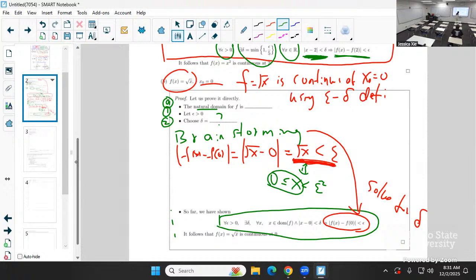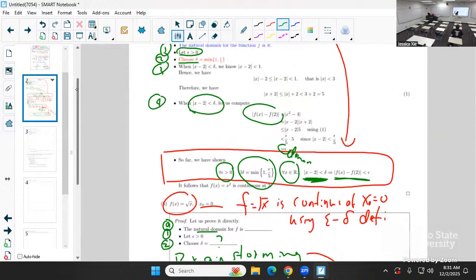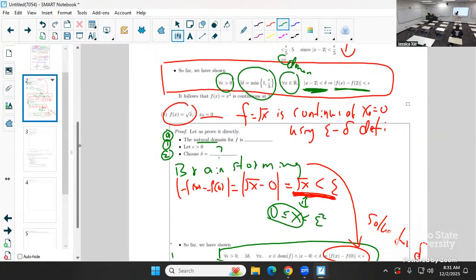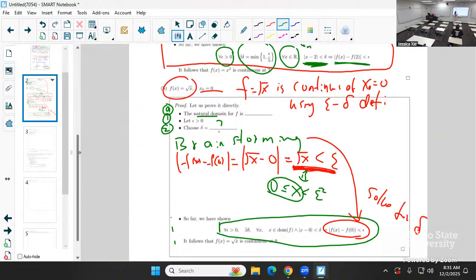First of all, delta by default, let's take a look at that. By default, delta is a positive number, right? Positive number. So given this, how to choose the delta? You're saying to choose delta to be the minimum of 0 and epsilon squared? Let's see what's wrong with this. If you choose delta to be the minimum of 0, epsilon squared, let's see.